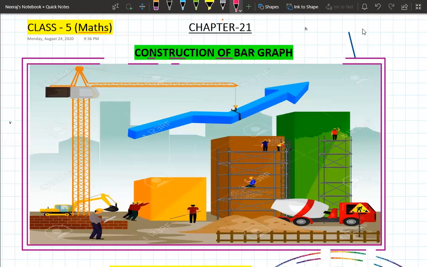Hello students, today we are going to learn how to construct a bar graph. In the last class we learned the meaning of a bar graph, what the parts of a bar graph are, and how to read and interpret a bar graph. This time we are learning the construction of a bar graph.